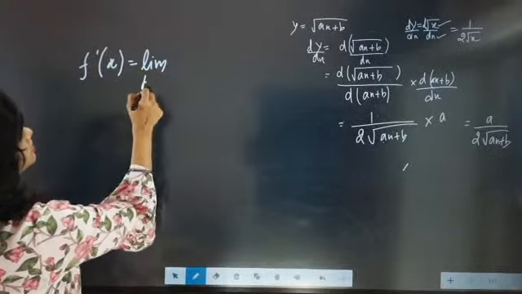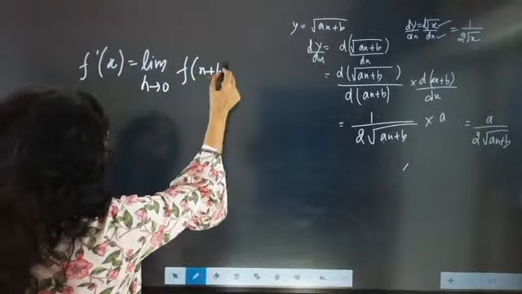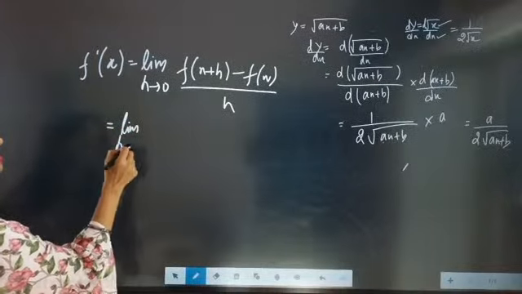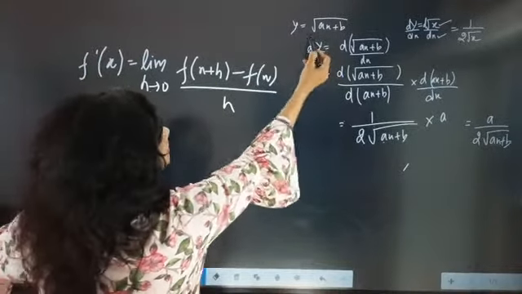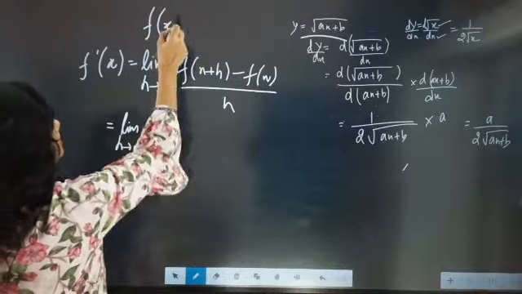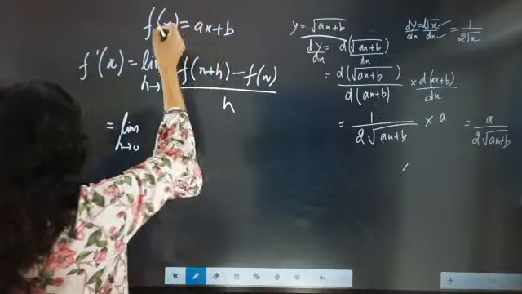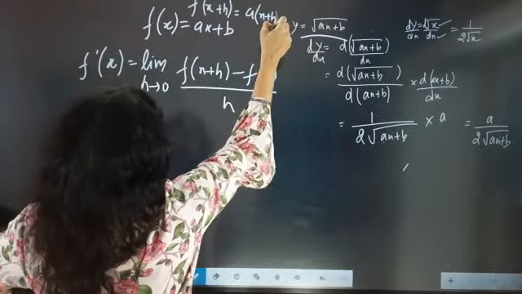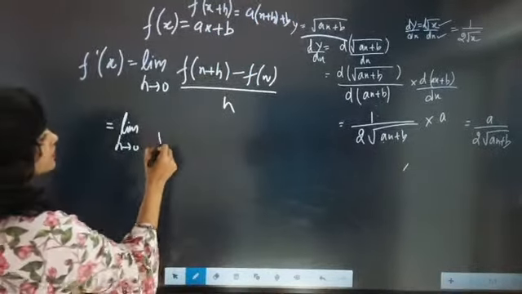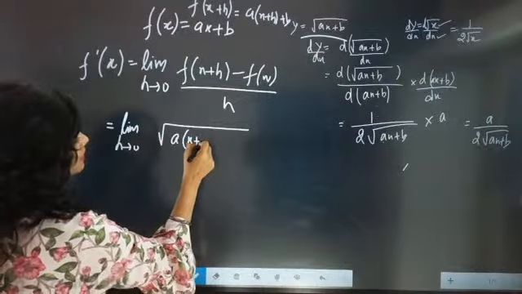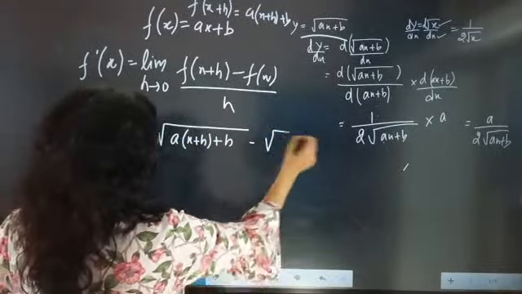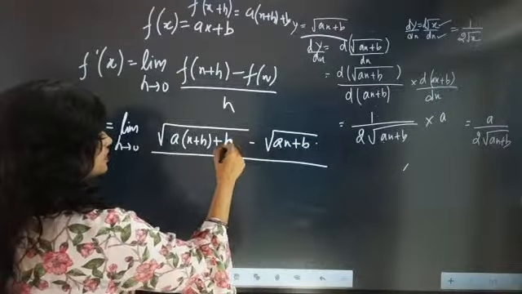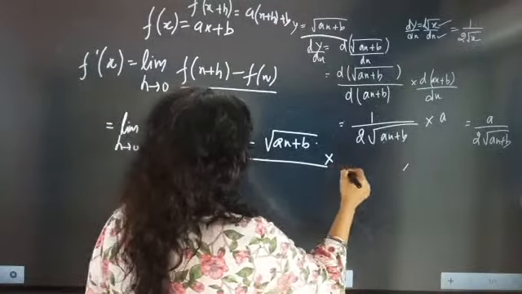That is limit h tends to 0 of f of x plus h minus f of x, by h. Now we will play with this. Our information is intact, so f of x is root of ax plus b. So what will be f of x plus h? f of x plus h will become root under a(x plus h) plus b. So here it will become root under a(x plus h) plus b minus root under ax plus b, by h. So in the first step itself, we are not going to waste our time, we will rationalize it.